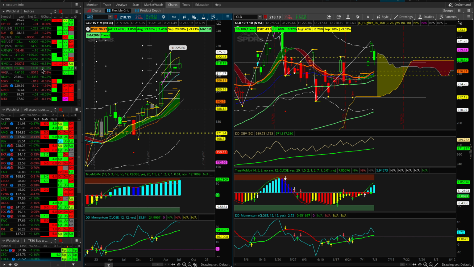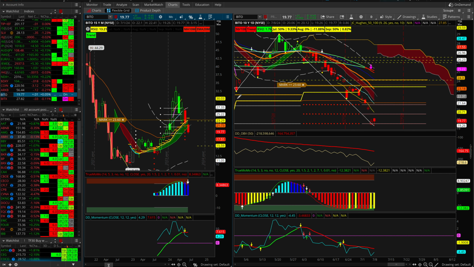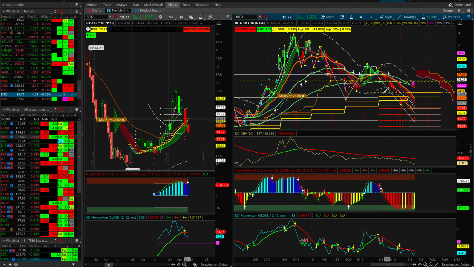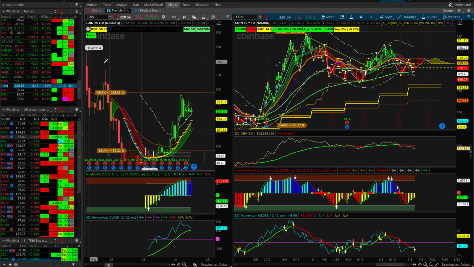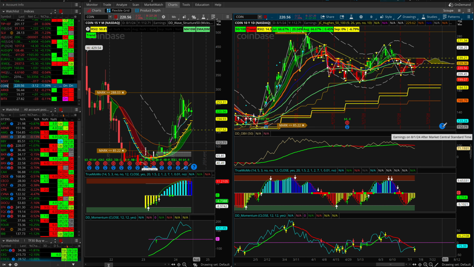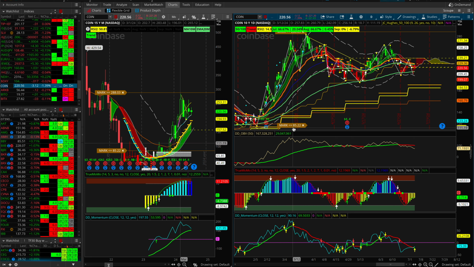I think BITO might be one to look at. So BITO's pulled back hard. Glad I got out when we did. And it lines up with the monthly chart nicely. So, alright. Coinbase. Coinbase has been a good stock. It's got earnings in a couple weeks. So, alright, nothing to look at there.